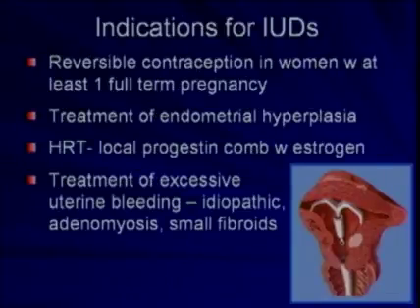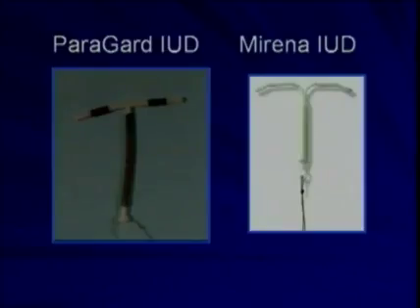The indications for the use of IUDs include reversible contraception in women with at least one full-term pregnancy, the treatment of endometrial hyperplasia, as part of a hormone replacement therapy regimen by providing local progestin in combination with estrogen given by another means, as well as, more recently, the treatment of excessive uterine bleeding, be it idiopathic, adenomyosis, or small fibroids. These are the two IUDs that one is most likely to encounter in clinical practice.